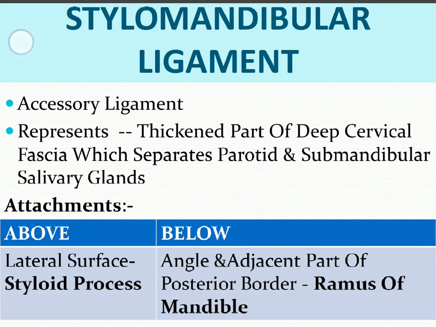Stylomandibular ligament is also an accessory ligament. It is the thickened part of the deep cervical fascia which separates the parotid and submandibular salivary glands. When we discussed the parotid gland and submandibular salivary gland, we had already seen this ligament. It extends from the styloid process to the ramus of the mandible.